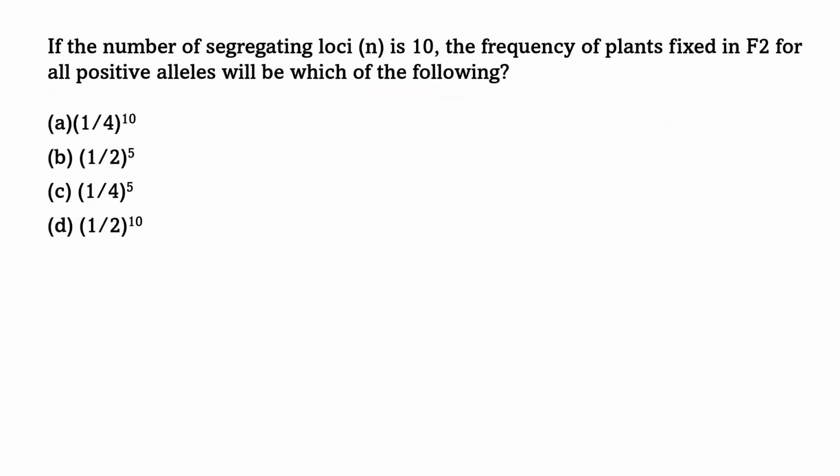Next one. If the number of segregating loci is 10, the frequency of the plants fixed in the F2 for all the positive alleles will be which of the following? They are asking for positive alleles. Positive alleles means if it is capital A and small a, capital A will be the positive allele. So this is for only a single locus.